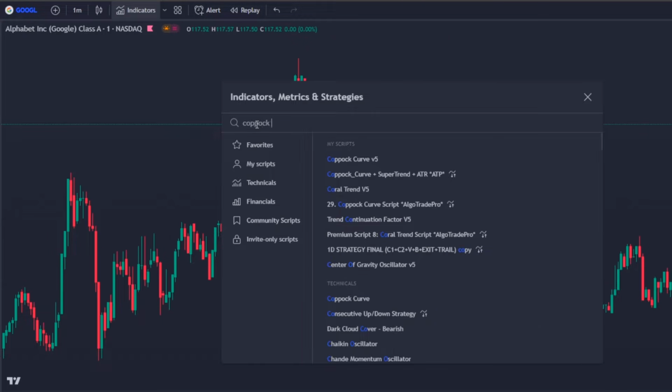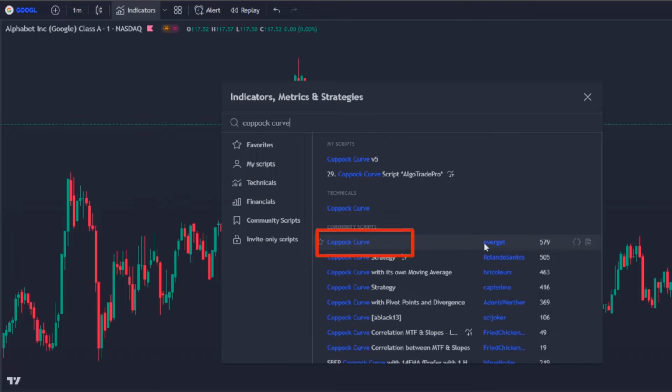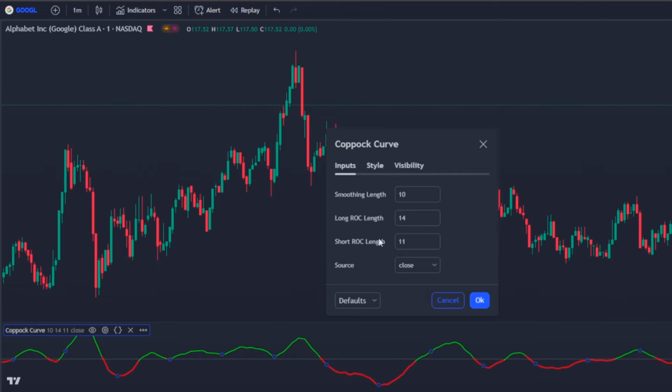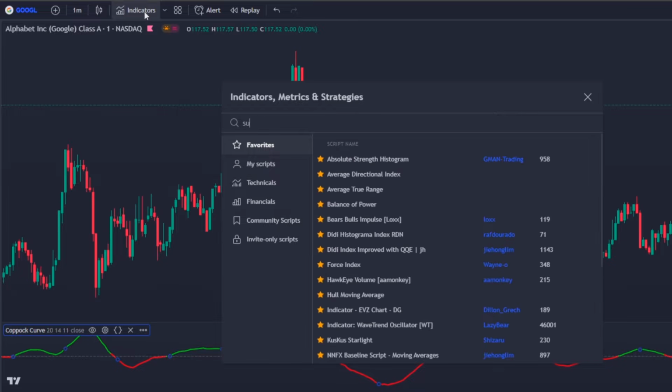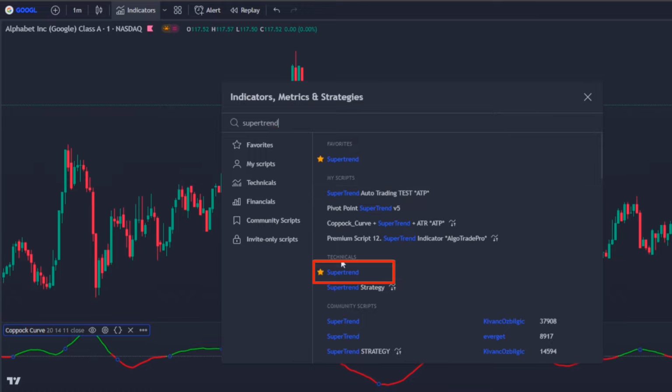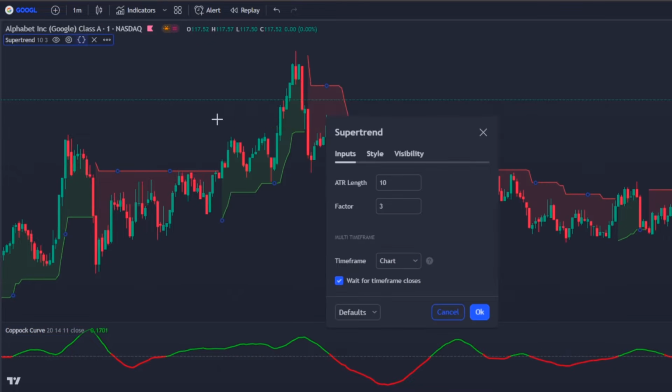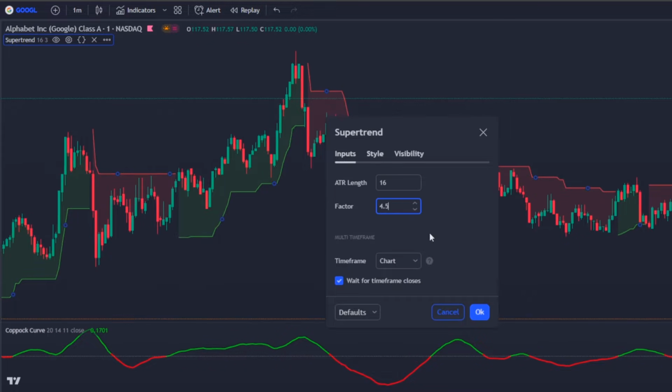The Coppock Curve by Everget, where you need to change the smoothing length to 20, and the SuperTrend, where you need to change the ATR length to 16 and the factor to 4.5.